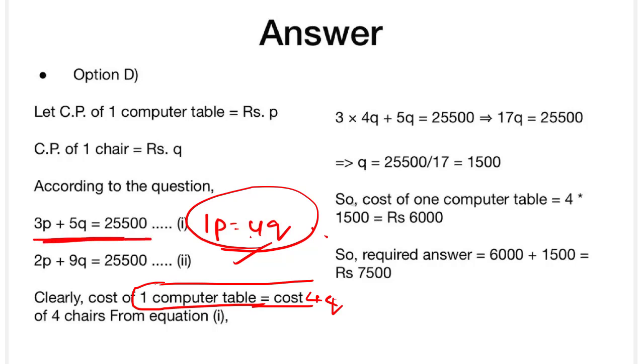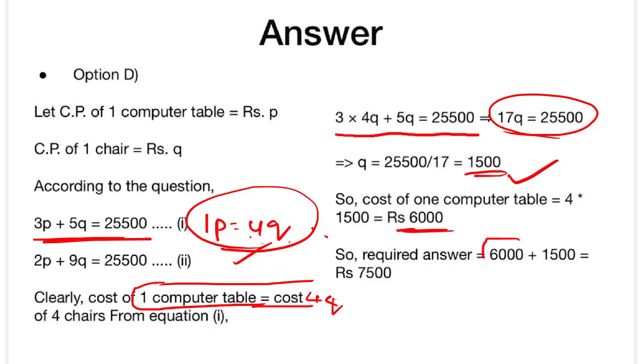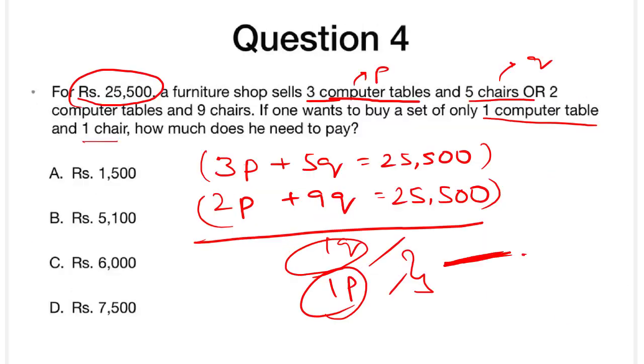So we'll get 3 into, in the place of p we put 4q, plus 5q is equal to 25,500. So we get q as 1500. By this we get p as 4 into 1500, which is 6000. The answer is 6000 plus 1500, which is 7500. Okay, so the answer is 7500. Let us go ahead without delay.